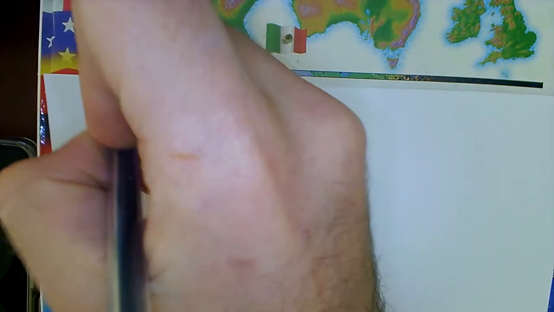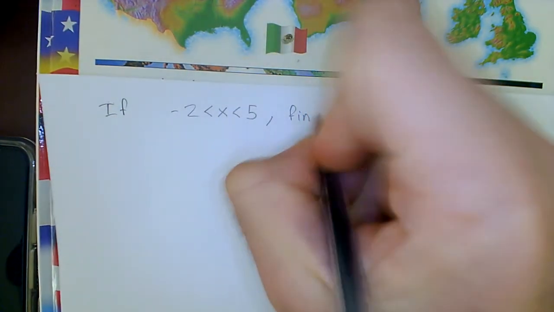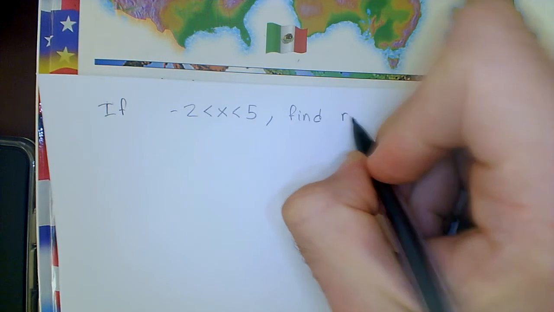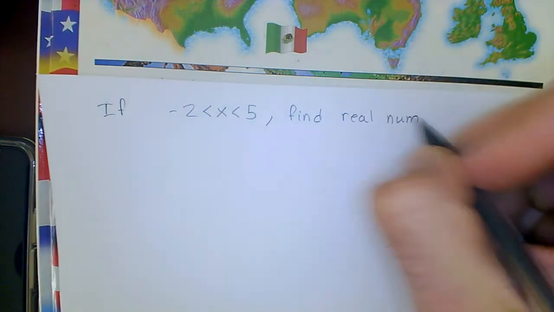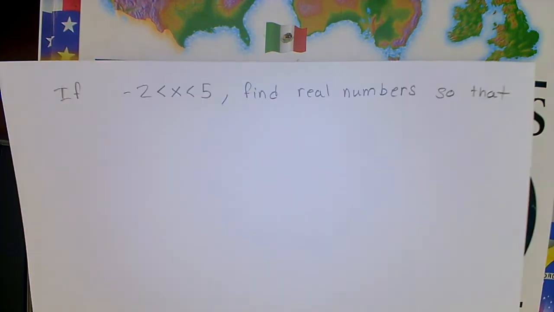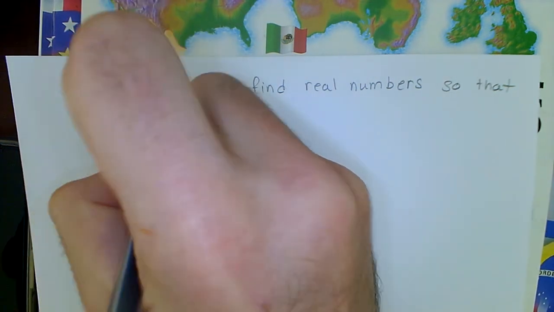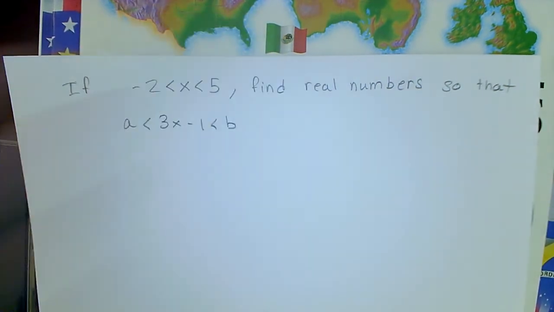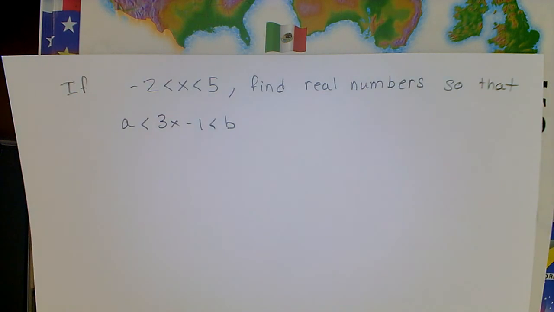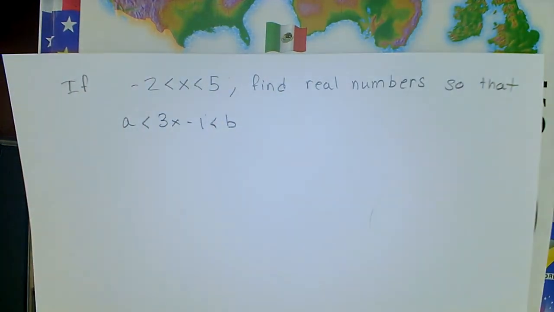So if the problem is stated this way: if negative 2 is less than x, which is also less than 5, find real numbers a and b so that a is less than 3x minus 1, which is less than b. Okay, so we're given this inequality, and we're asked to find out what a and b are going to be.